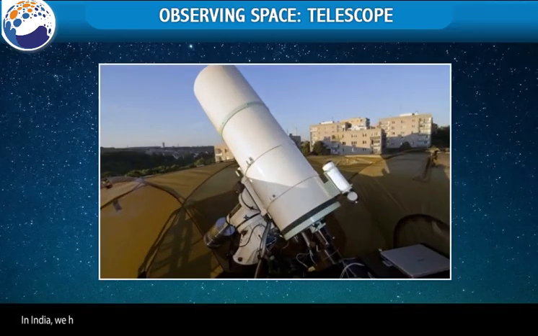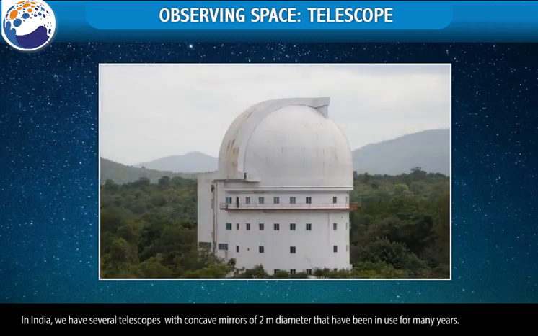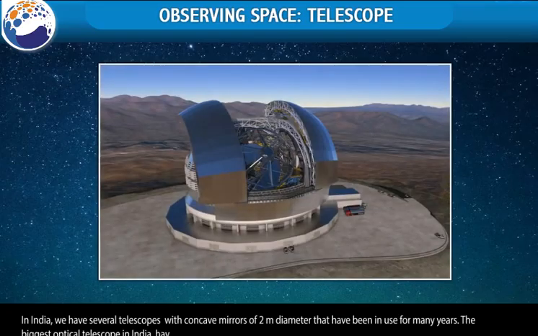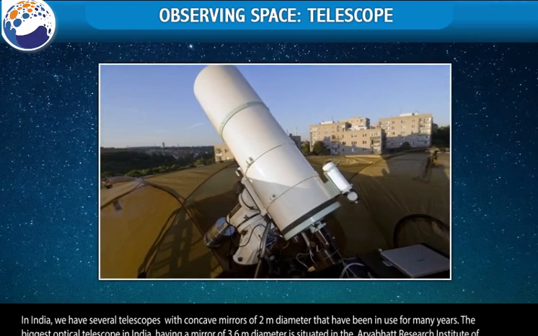In India, we have several telescopes with concave mirrors of 2-meter diameter that have been in use for many years. The biggest optical telescope in India, having a mirror of 3.6-meter diameter, is situated in the Aryabhat Research Institute of Observational Sciences, Nainital. This is the largest optical telescope in Asia.